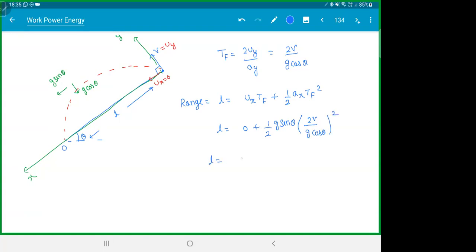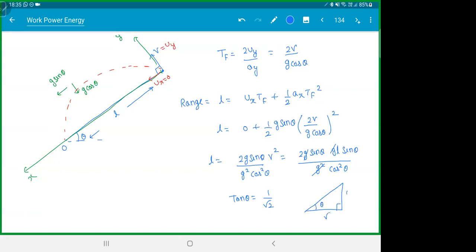So this will be L, that would be 2g sine theta by g square cos square theta into v square. But what is v square? gL sine theta. So 2g sine theta, gL sine theta by g square cos square theta. g square, g will cancel, L will cancel. You end up with tan theta is 1 by root 2. Check your calculations.